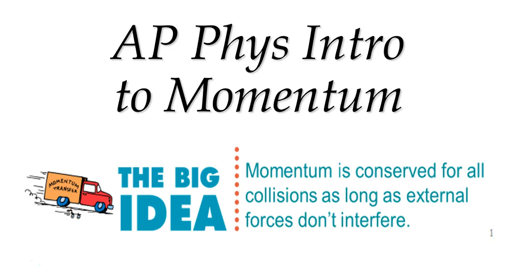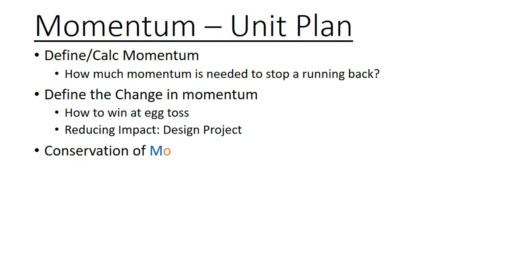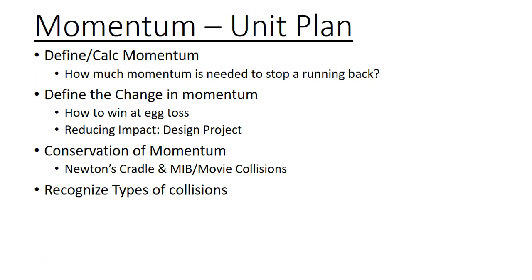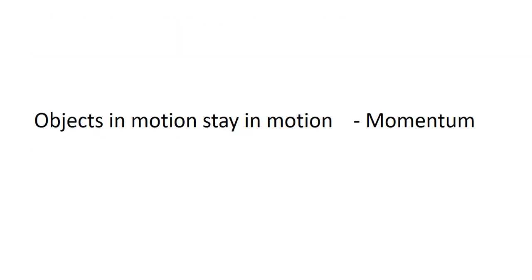As you can see with the big idea, momentum is conserved for all collisions as long as external forces don't interfere. Although we are going to talk about things colliding with one another, really we're going to talk about an interaction when things make contact. We'll find that all of Newton's laws can come back into play and help us describe how things move. Like I said, we're going to talk about what momentum is and the change of momentum, and then we'll worry about conservation and types of collisions later on. Everything's related, so we'll also talk about the role energy plays in our collisions.